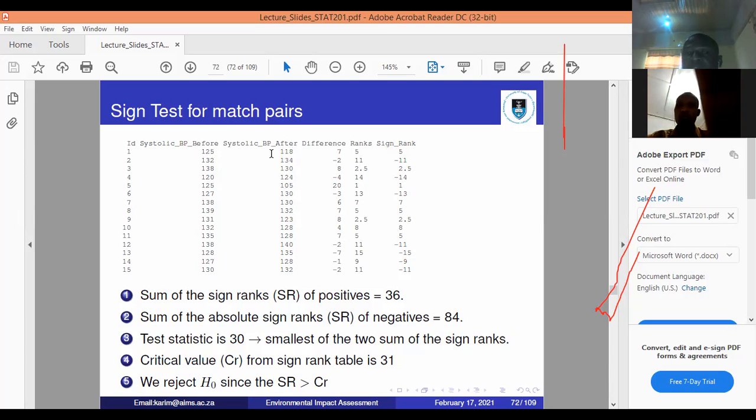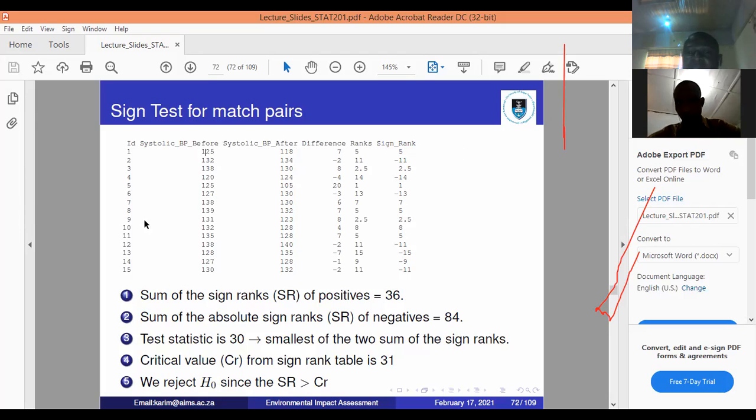Here we take the difference because, as the name says, in the sign test we are looking at the negative and positive signs. So before and then after, we take the difference, this minus that. If we take this minus that, you get 7. This minus this, you get -2. This minus this, you get 8.